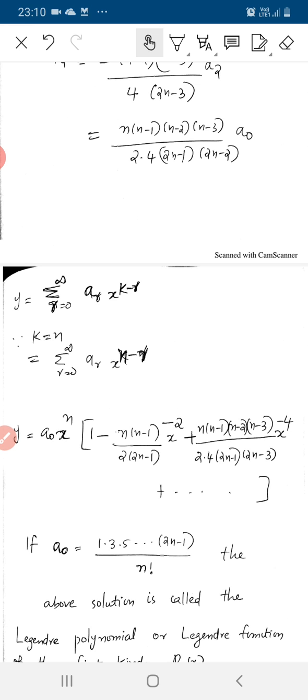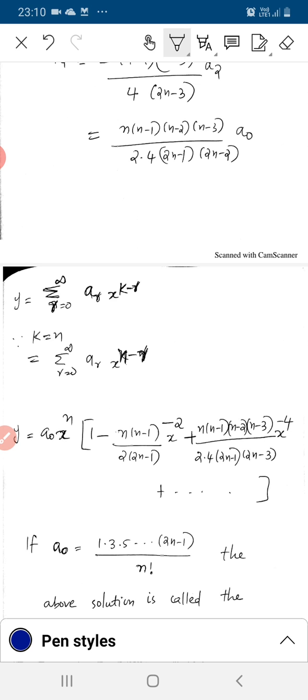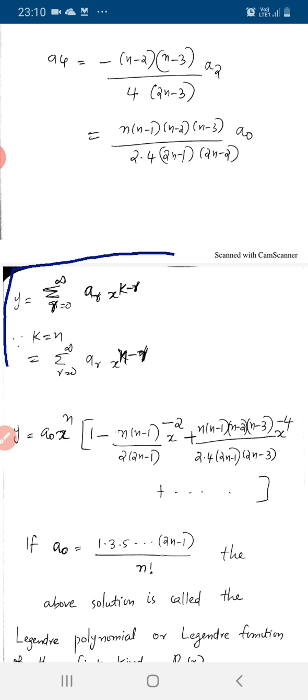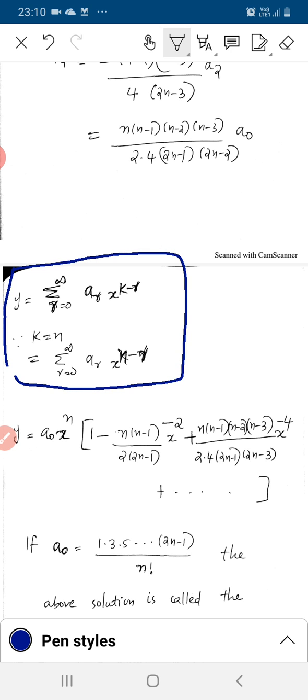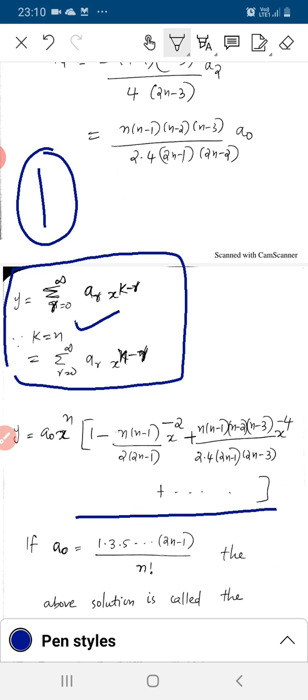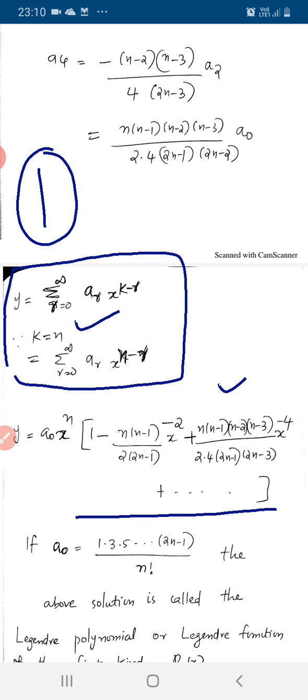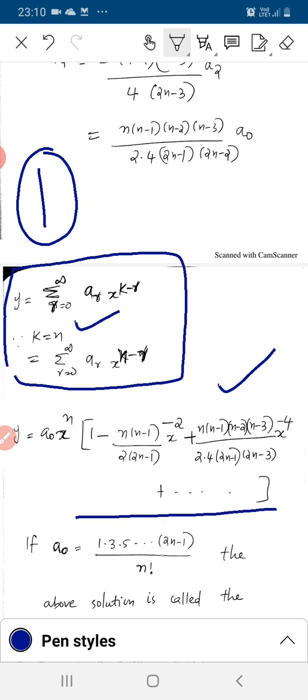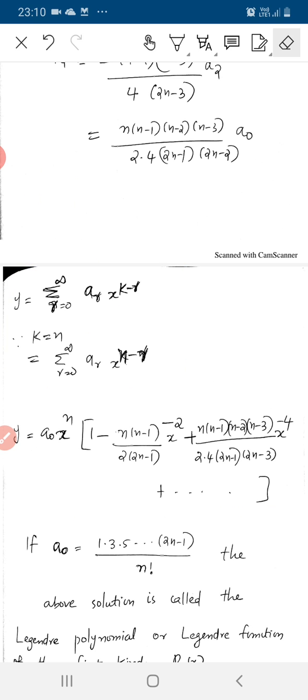Then we assume the solution y equal to this. We put k equal to n. This is the first case, k equal to n. As we substitute and expand, giving values for a0, a2, a4, etc., we have this expression. So this is the series corresponding to one solution of the Legendre equation.